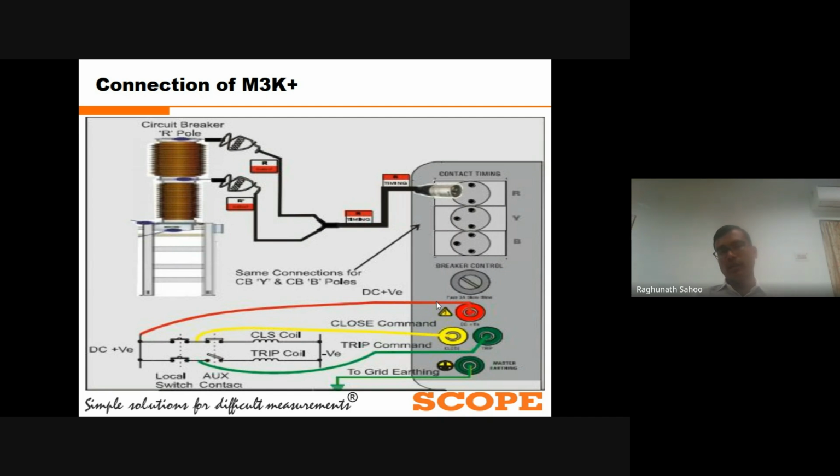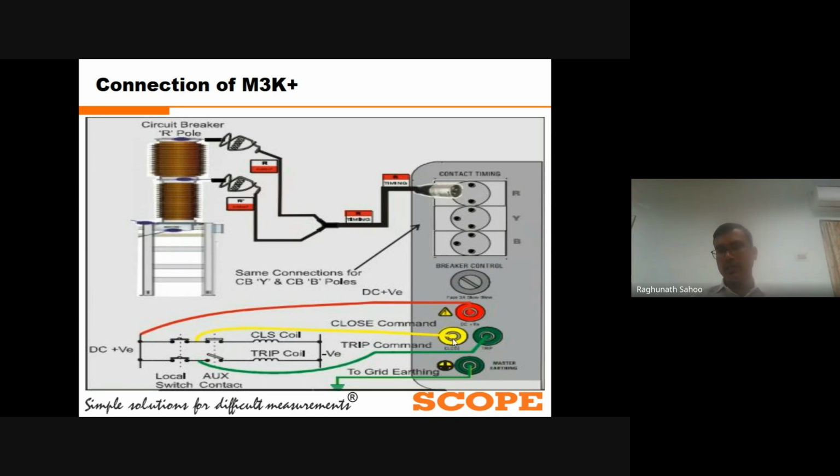Here is the graphical connection of SCOT M3K plus. M3K plus has 3 units. In the previous M3K we had R and R dash, but here we prepare one cable which has 2 points, that is R and R1 dash. Y pole has Y and Y dash, B pole has B1 and B dash. Same as mentioned, the R pole goes to R phase, Y goes to Y phase, B also goes to B phase respectively.